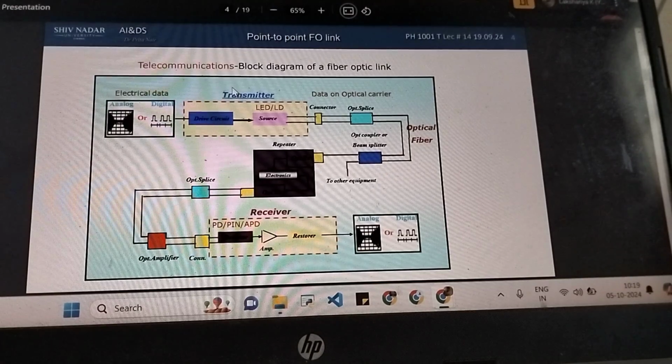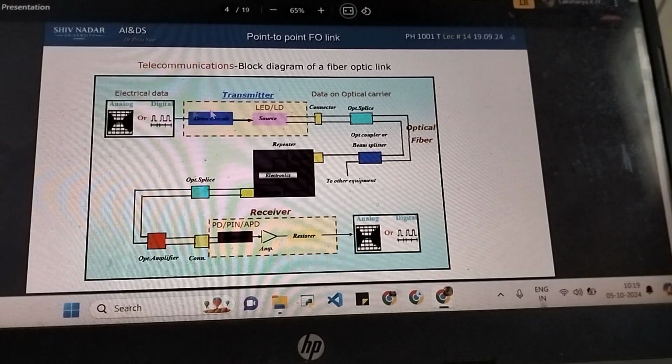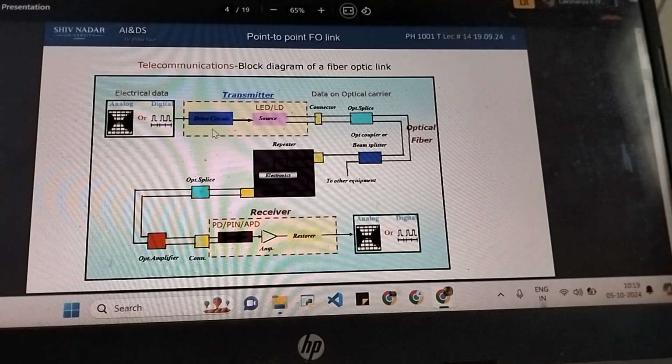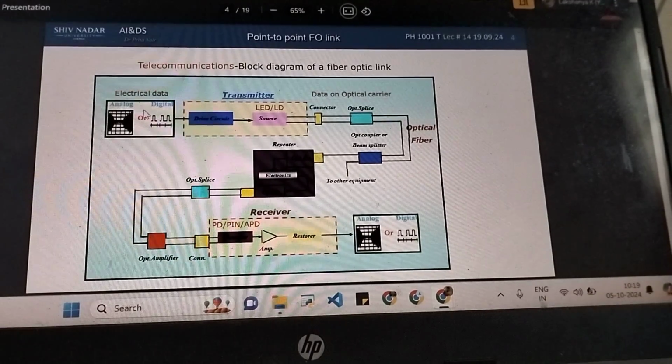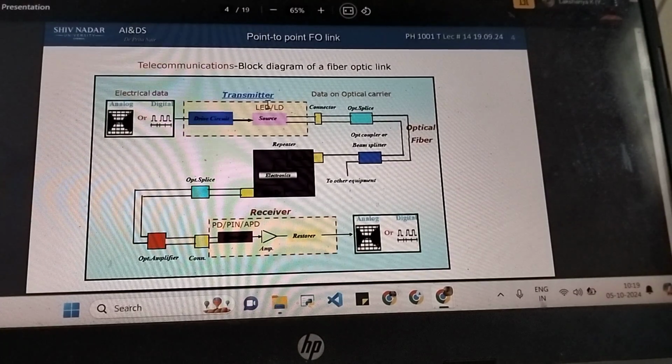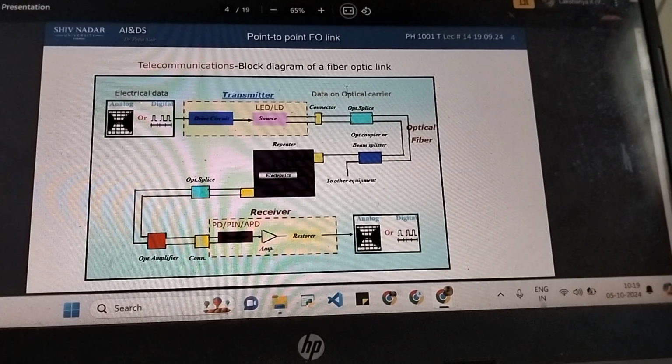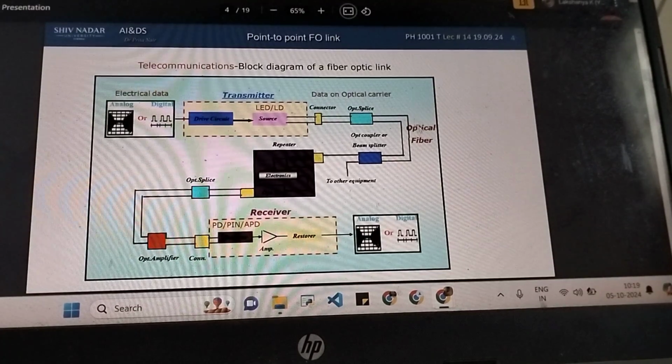Just understand that the transmitter contains a light source, which is an LED or a laser diode, and a drive circuit. The drive circuit is responsible for picking up these signals and feeding them into the light source in the appropriate manner. That is then connected to optical cables. A connector is used for connecting a device to the cable. Splicer is used for connecting two cables themselves.